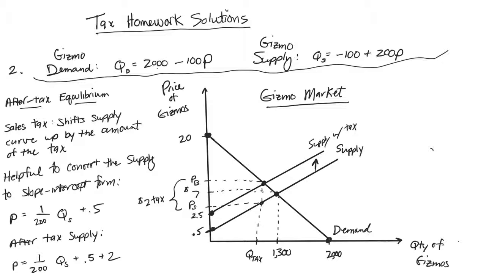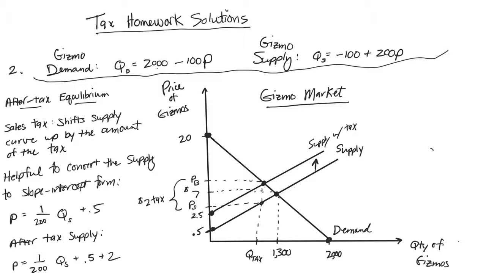And so ultimately what we want to figure out is how much of that $2 tax is actually borne by buyers and how much is borne by sellers. In other words, what is the tax incidence that falls on each party? We also want to know how much quantity goes down after the tax is implemented.